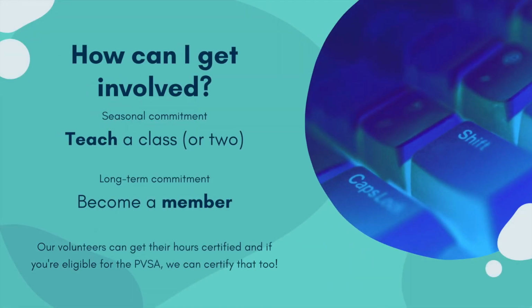So in summary, the ways that you can get involved as a volunteer is that you can teach a class or multiple. This is a seasonal commitment, which means that if you sign up to be a teacher for spring classes, once you teach spring classes, you're done. Whereas becoming a member is more of a long-term commitment, which typically lasts throughout the school year and even into the summer if you'd like.